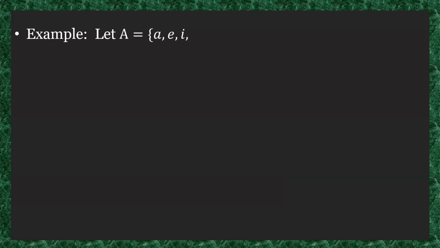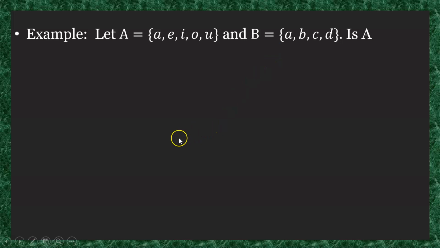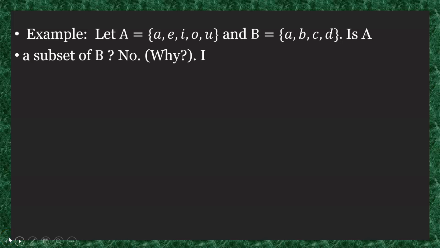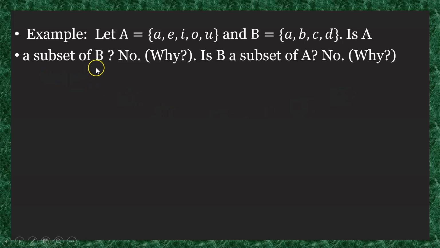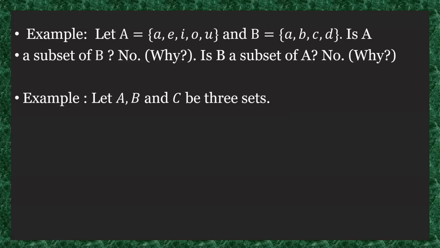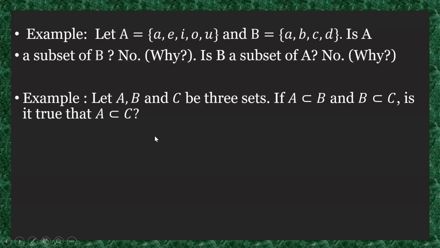Next example. Let A equal the set {A, E, I, O, U} and B equal the set {B, C, D, A}. Is A a subset of B? No. Why? Is B a subset of A? No. Why? You can write the answer. Next example. You can solve the above example.